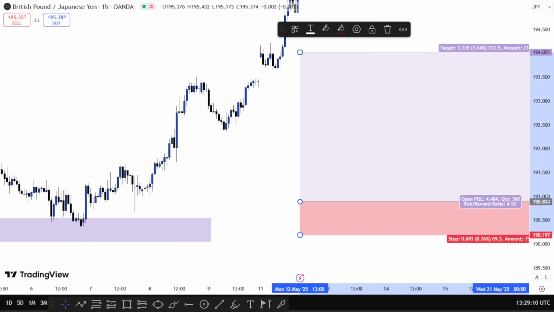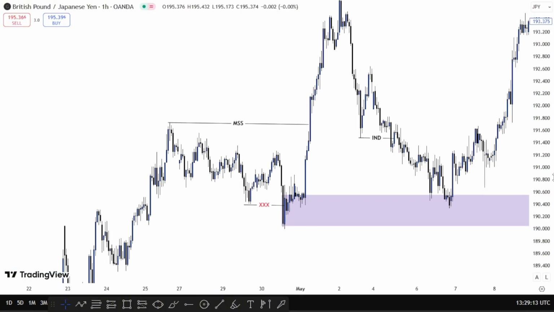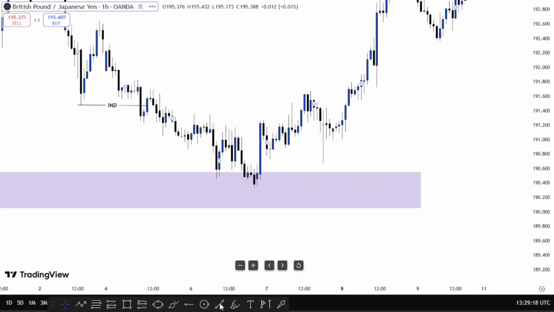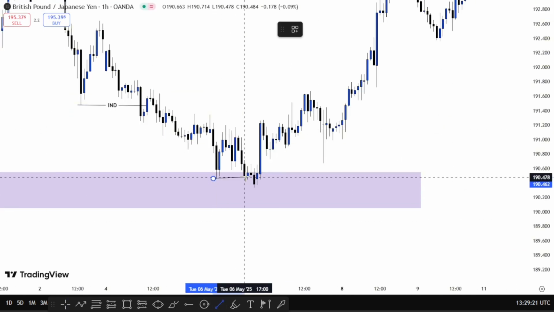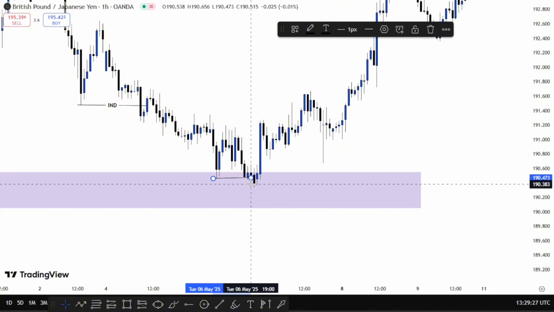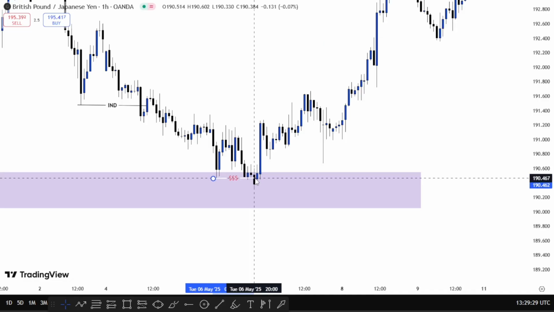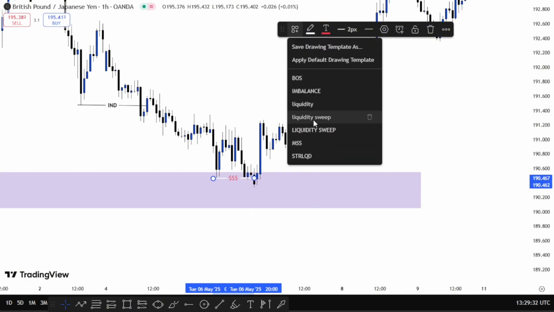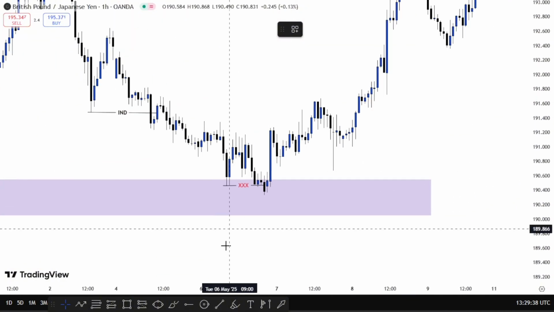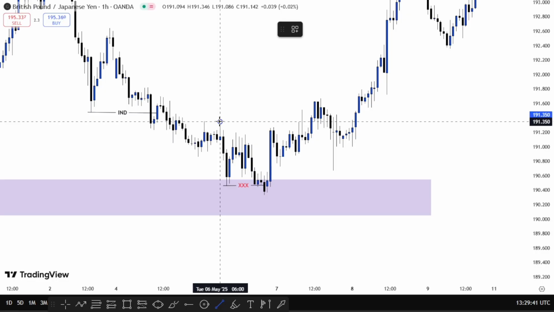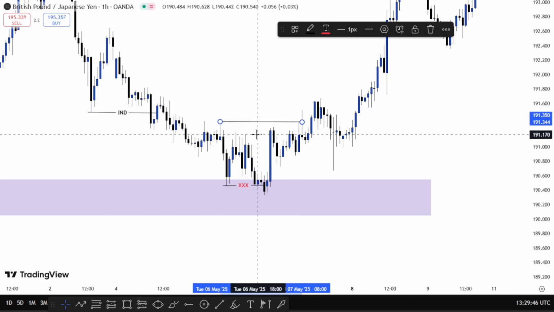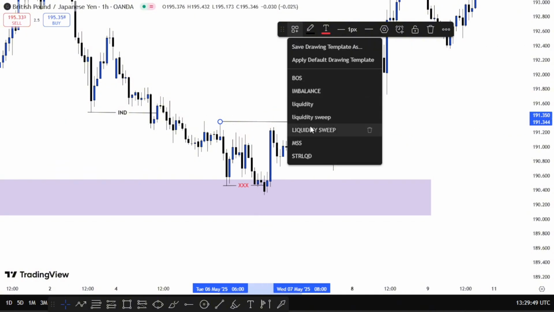Right here, I still wait for the same thing. We have a sweep of liquidity right here. You see how clear this is. We have a liquidity sweep right there. Let me just change that because I don't like the color. So we have a liquidity sweep and a market structure shift right there. That is it, market structure shift.